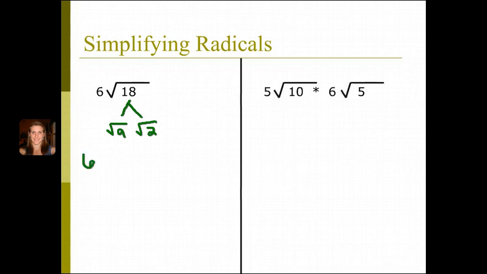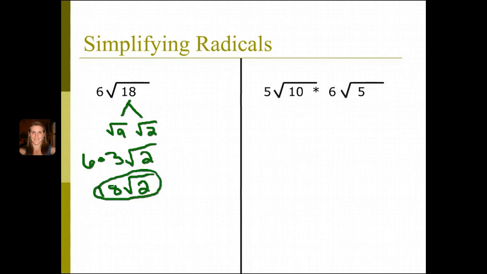6 comes down, and we're going to multiply it by the square root of 9, which is 3. And we're going to bring down the square root of 2. Then we do multiplication. We have 6 times 3, giving us 18. We can't do anything with the square root of 2, so we just bring it down. And this is your final answer, 18 times the square root of 2.